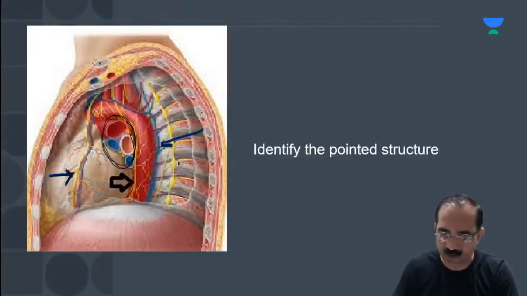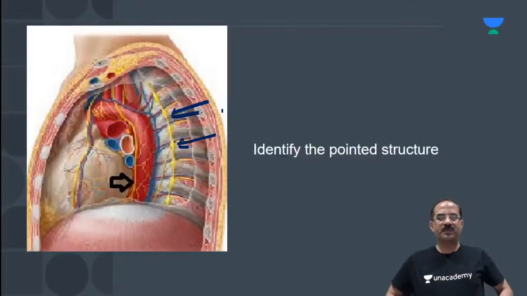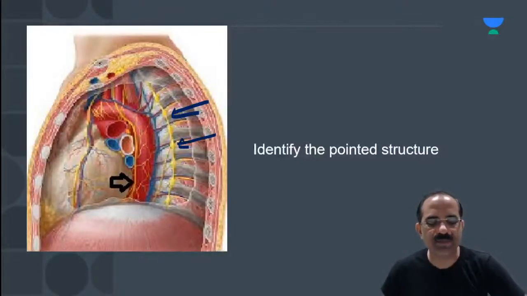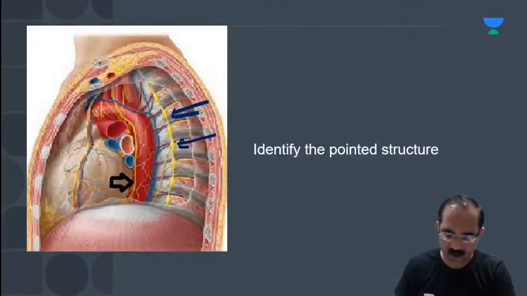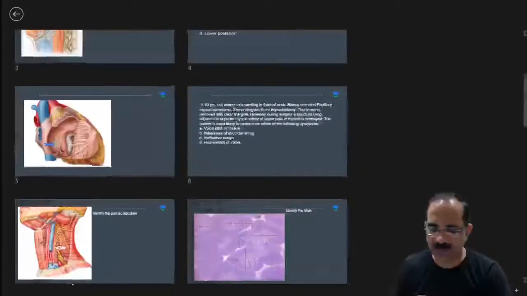Very good, students. And what is this? What is this structure? Can anyone answer this? What is this? Come on. Anyone? Sympathetic trunk. Excellent. Very good. That's a sympathetic trunk. Right. Perfect.